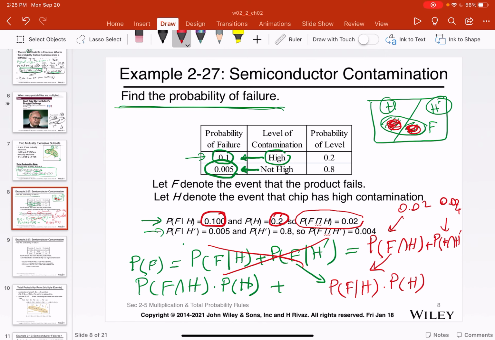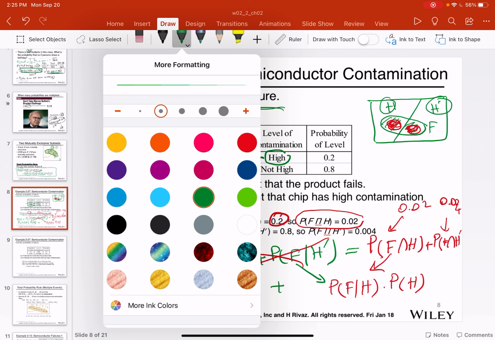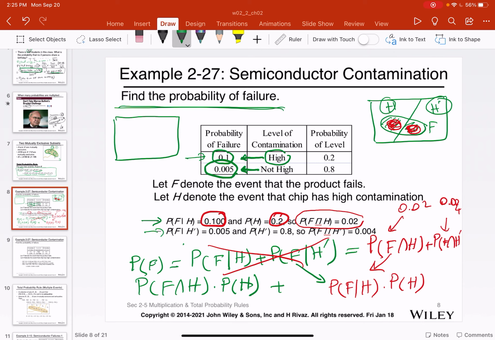When we look at this Venn diagram, it does make sense. The probability of high contamination is only 2%. So the probability of high contamination is low. Let's try to plot it to scale. This is H at the corner, and the other one is H prime, right? H prime is much more common. Most of the time, 80% of the time, we don't have high contamination. And if I don't have high contamination, my probability of failure is quite low. So this part of the failure is only 0.004, and this other part of the failure is 0.02. As you can see, most failures happen if I have high contamination.